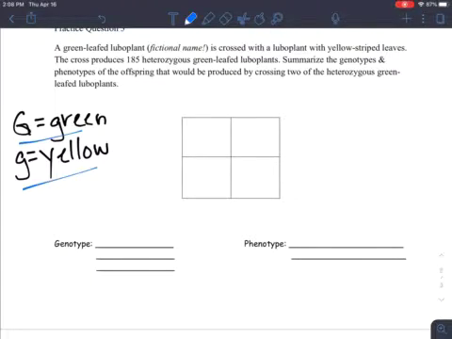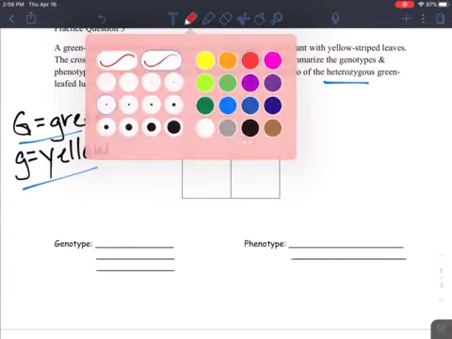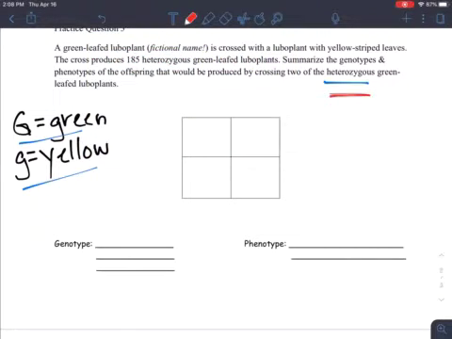If you put Y here, this is a problem because Y is a different gene. Don't do that. So the offspring of crossing, what I am doing is crossing 2 heterozygous green-leafed Lubo plants. Okay, so both parents are heterozygous, so I'm going to have one that is big, little, and the other that is big, little.